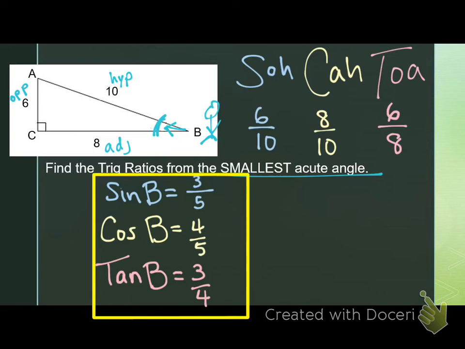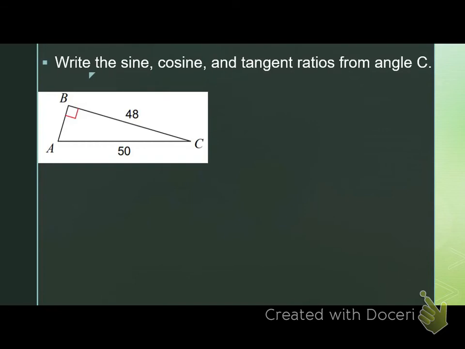Okay. We just practice it until we play Book It. That's the end of the new stuff. We're just going to do it. Write the sine, cosine, and tangent ratios from angle C. So go ahead and mark that we're looking into the triangle from angle C.